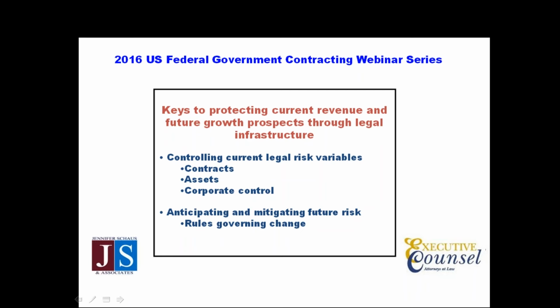So you need to make sure that your current legal risk variables are well in hand and controlled, and so you can focus on your contract vehicles, protecting your assets, making sure you have adequate corporate control. Button up all of your current assets and control factors now so that you're minimizing risk in the present. And then you have to anticipate future risk, and you have to be sure that you have in your charter documents, in your agreements among partners or shareholders, and in your contracts, effective rules that allow you to manage change in a way that minimizes your ongoing risk.